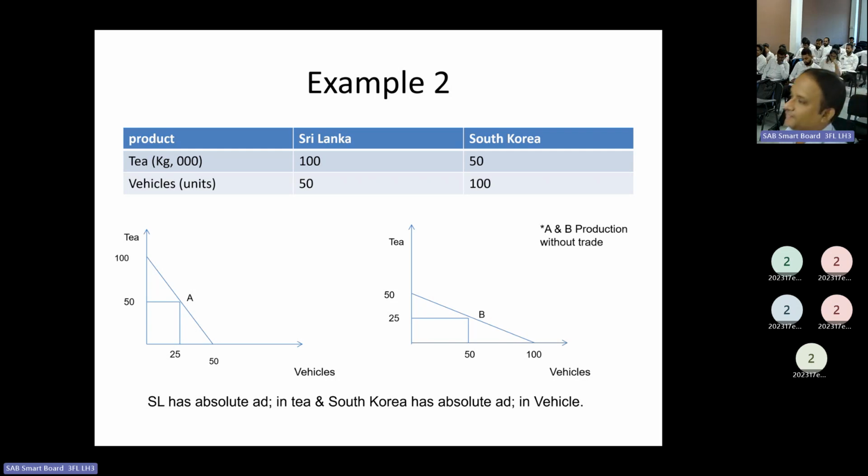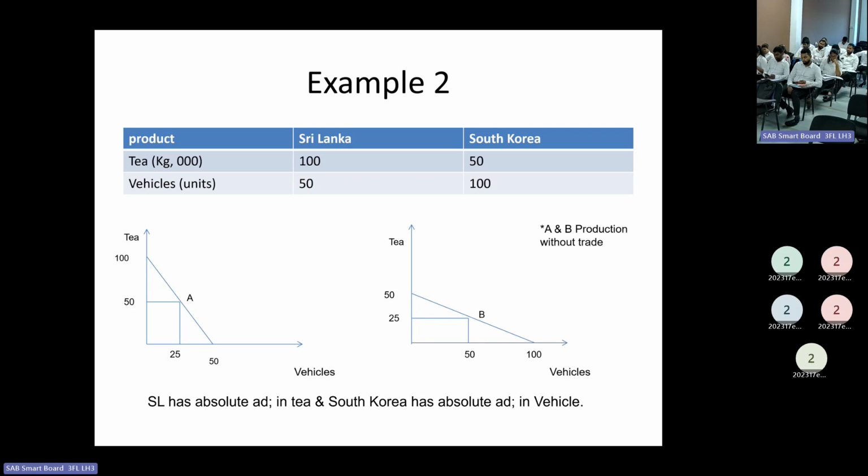Sri Lanka produces 100 kilograms of tea, and South Korea 50, with the same resources. For vehicles, 50 units by Sri Lanka, but South Korea 100. So Sri Lanka has absolute advantage in producing tea, and South Korea has absolute advantage in producing vehicles.